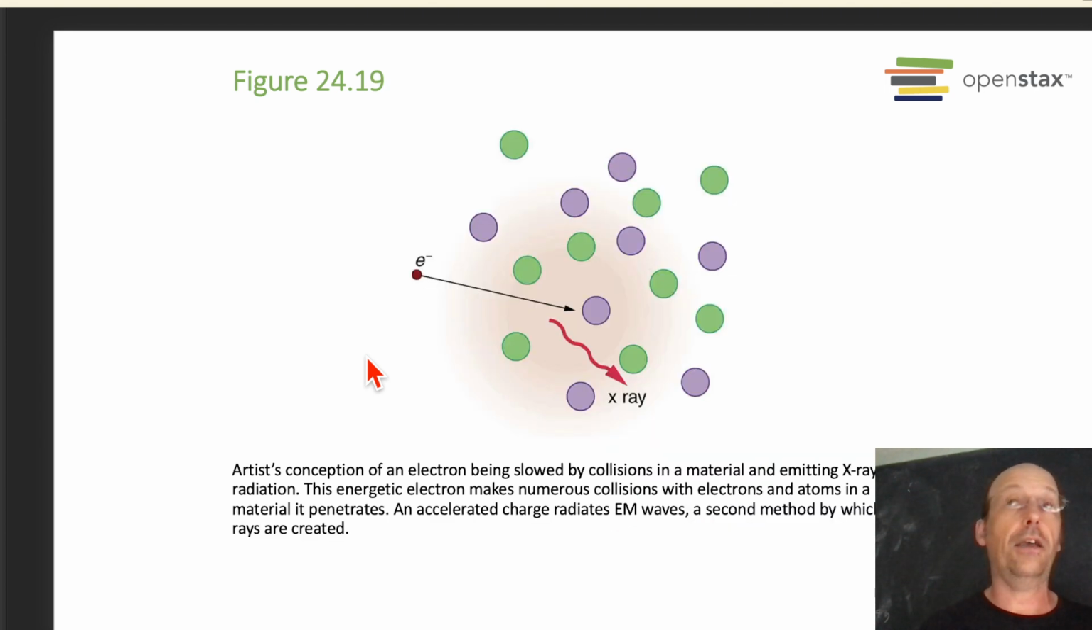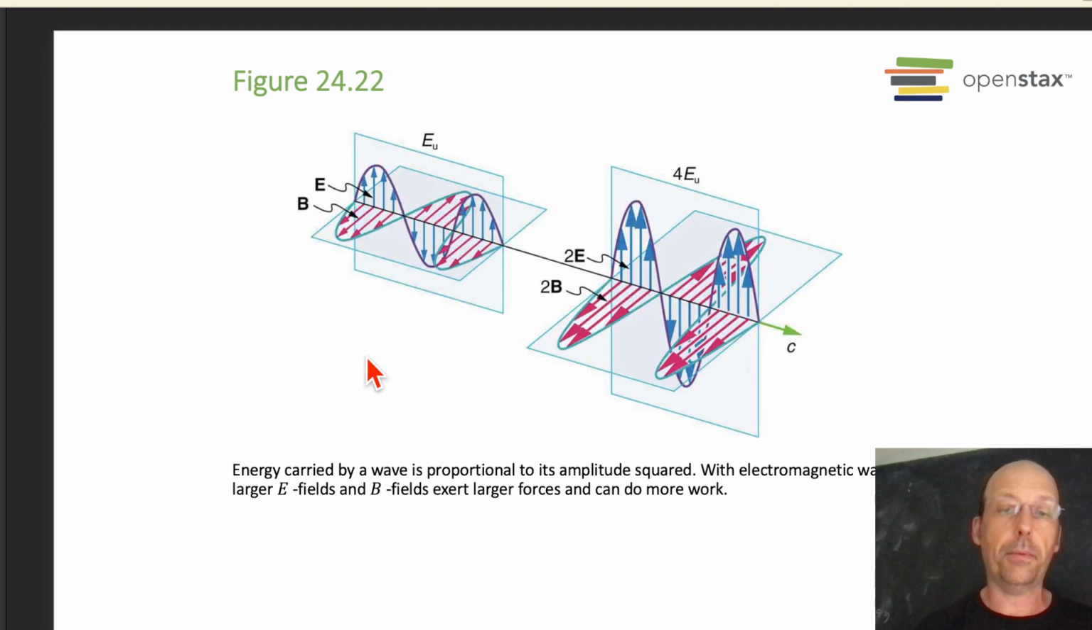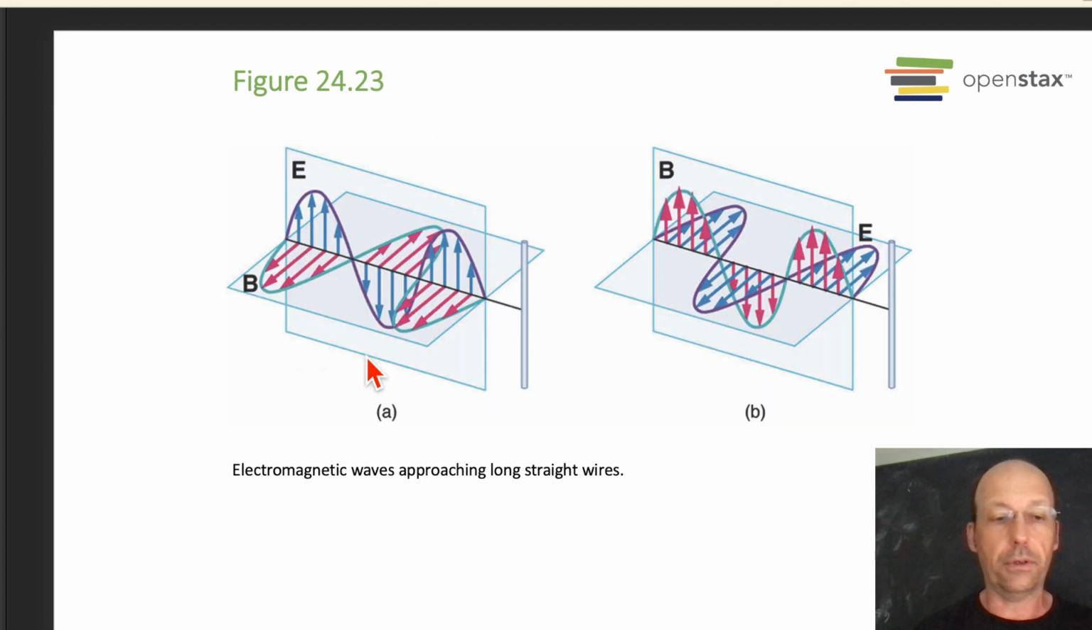Here's another way to make X-rays: make charges slow down. A classic X-ray machine takes electrons and bombards them into something like tungsten, and when they slow down and stop, they produce X-rays. That's not important.